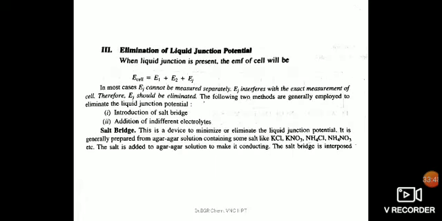Salt bridge, we are using it. So what does the salt bridge mean? This is a device to minimize or eliminate the liquid junction potential, and it is generally prepared from agar-agar solution containing some salt like KCl, KNO3, NH4Cl, NH4NO3, etc. The salt is added to the agar-agar solution to make it conducting. The salt bridge is interposed here, and by the addition of indifferent electrolytes also we can eliminate the liquid junction potential. So here, by using a salt bridge, we can eliminate the liquid junction potential.